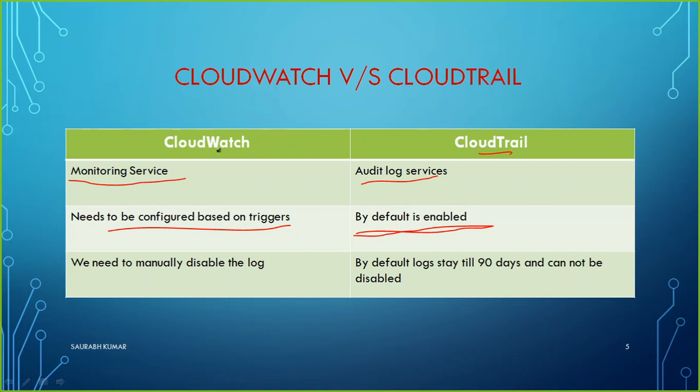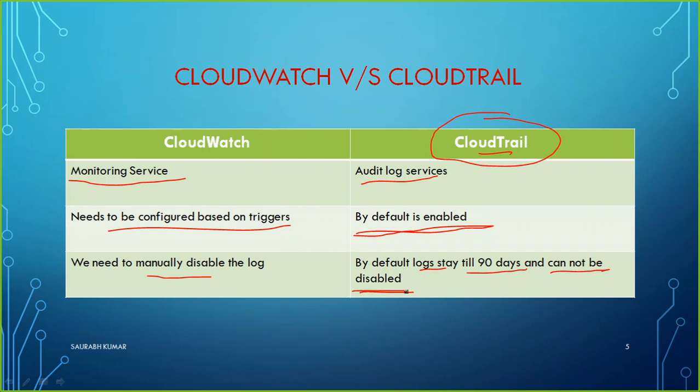Next point is about CloudWatch. We need to manually disable the log, and then it will stop that log or that log file will be removed. But if I talk about CloudTrail, because it is on by default and keeps running all the time, there is a setting that by default the log will only stay up to 90 days, and thereafter it can be deleted by itself. But if you talk about disabling it, can you disable CloudTrail? The answer is, it cannot be disabled.